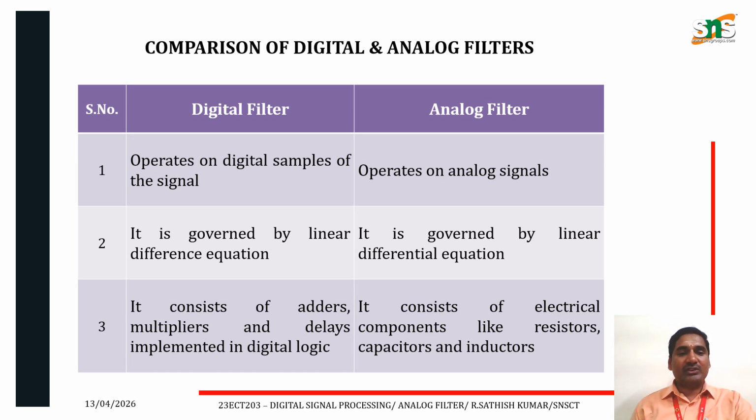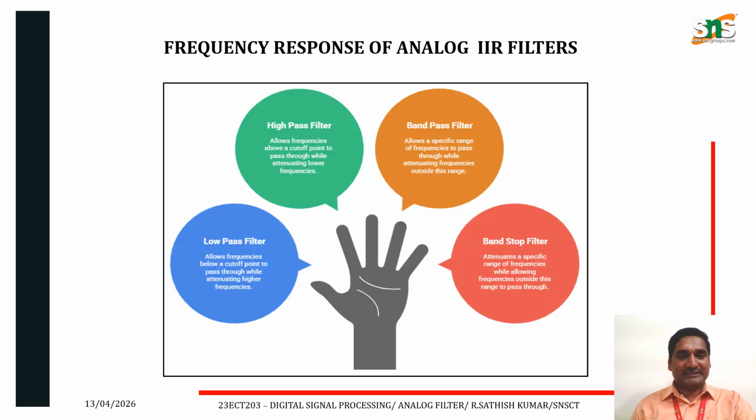Next one, we can see the comparison of digital and analog filters. Digital filter operates on digital samples of the signal. Analog filter operates on analog signals. Digital filter is governed by a linear difference equation. Analog filter is governed by a linear differential equation. Digital filter consists of adders, multipliers and delays implemented in digital logic. Analog filter consists of electrical components like resistors, capacitors and inductors.